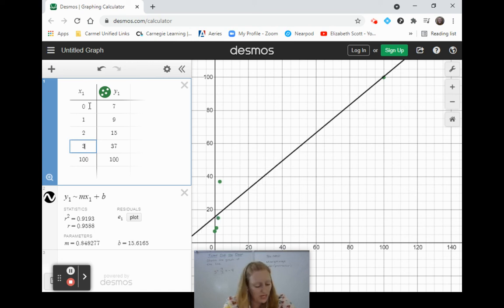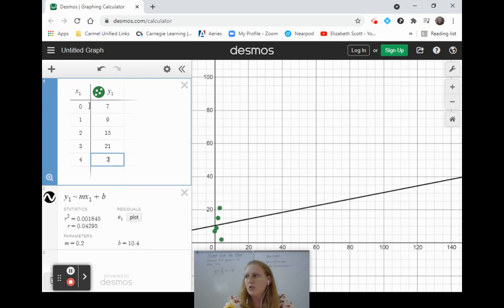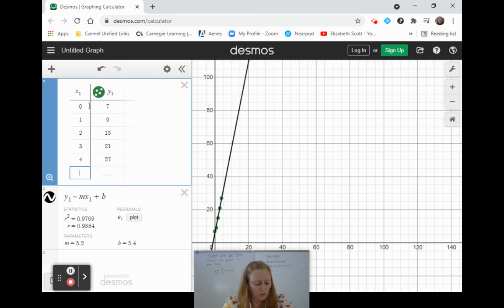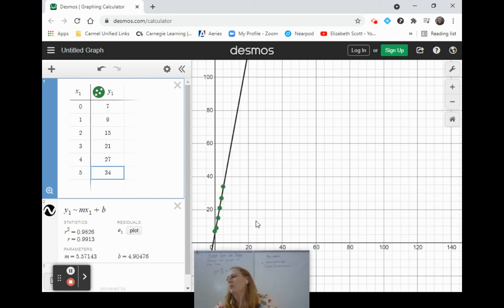2013, so that'll be 3. And then I've got 21% of people streaming music. 2014 will be 4, and we've got 27% of people streaming music. And we said 2015 would be 5, and I've got 34% of people streaming music. Oh, and look, my graph has changed. Notice this changed along with it. I didn't have to retype it. It was already there. That's so nice.